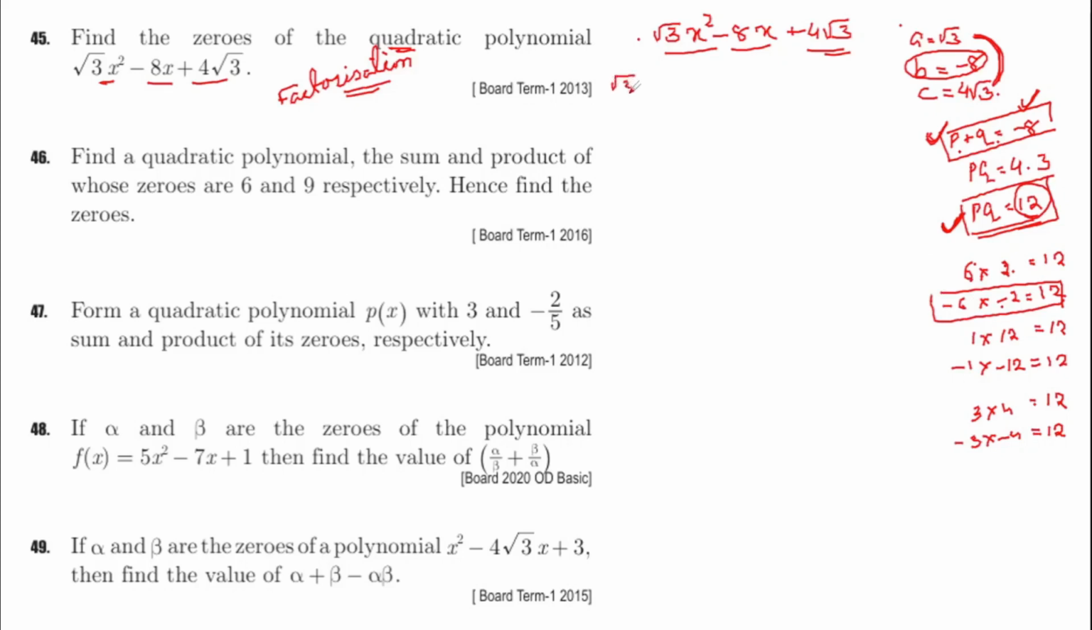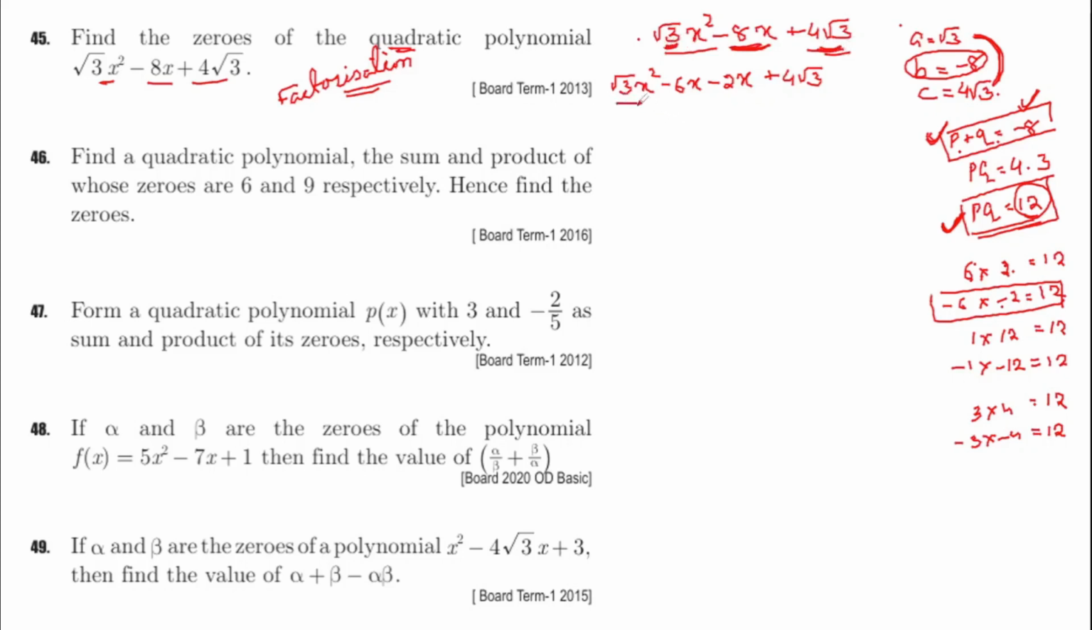Now let's split the middle term like this. In place of minus 8x, I write minus 6x and minus 2x, plus 4 root 3. I hope this part is clear. The main thing is that you need to find two numbers such that the sum is the middle term and the product of these two numbers is equal to a into c.